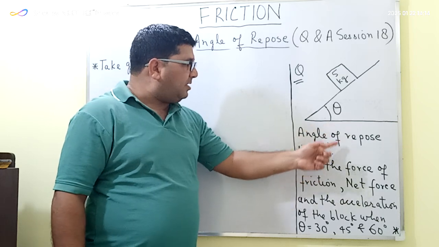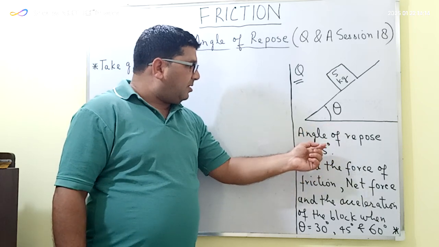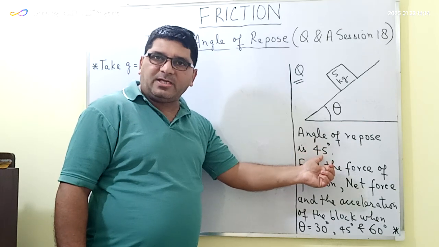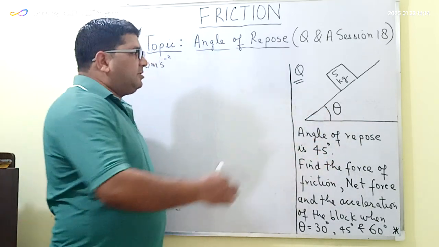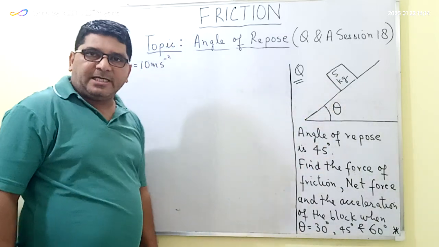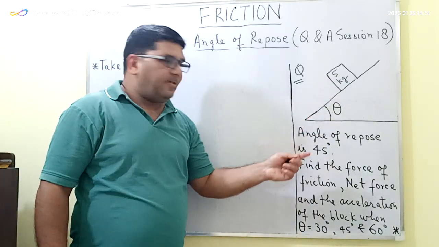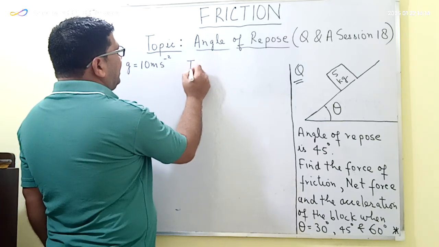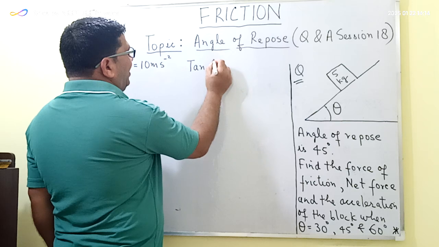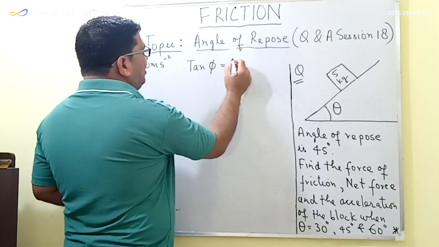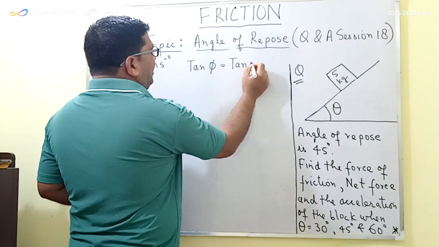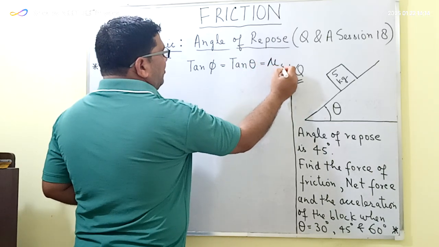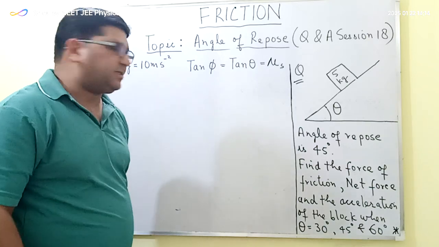That is, if I increase the angle of repose beyond the value of 45 degree, in this case, then this 5 kg block will start sliding down along this inclined plane. And in session number 16, we have also learned that tan of phi, where phi is the angle of repose, is equal to tan of theta, where theta is the angle of friction, and this is equal to mu s, where mu s is the coefficient of static friction.